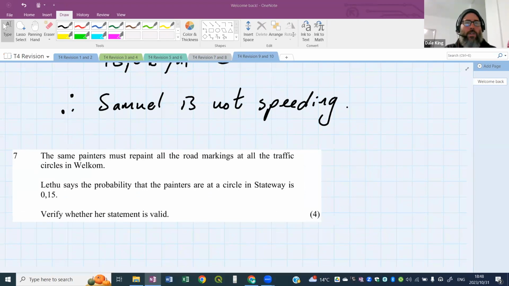All right, question number 7. Let's have a look. The painters must repaint all the road markings at all the traffic circles in Welcome. Layer 2 says the probability, guys, check it out again. They snuck a probability question into a map work question. Can you believe it? Layer 2 says the probability that the painters are at a circle in Stateway is 0.15. Verify whether her statement is valid. It just says the probability that the painters are at a circle in Stateway is 0.15.